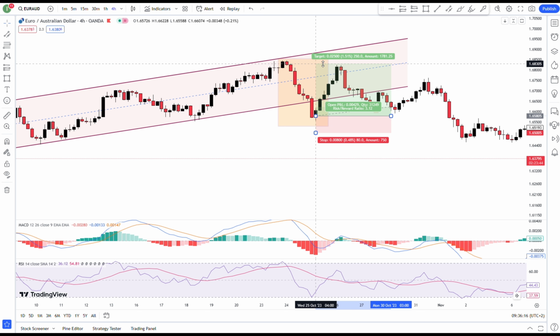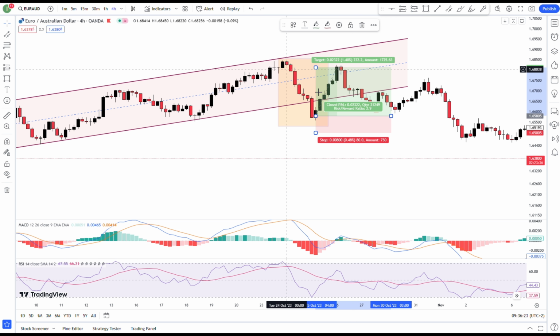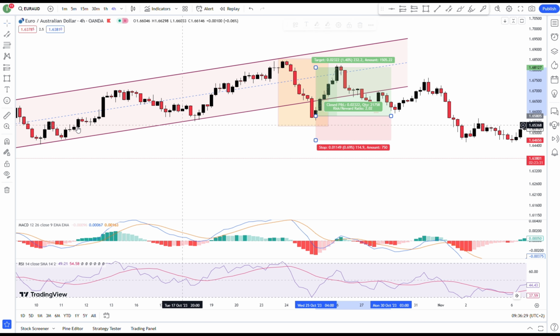Put our take profit here at this resistance level, and our stop loss can be at this level. So we'll have a 2.2 risk to reward ratio.